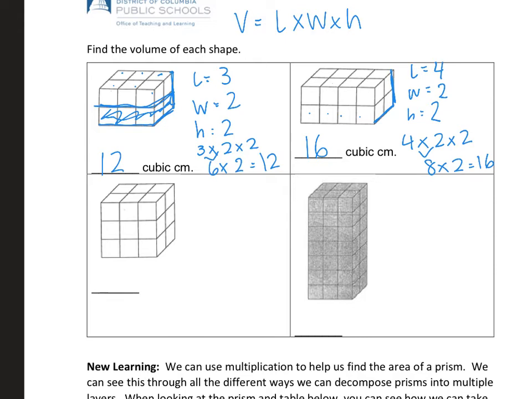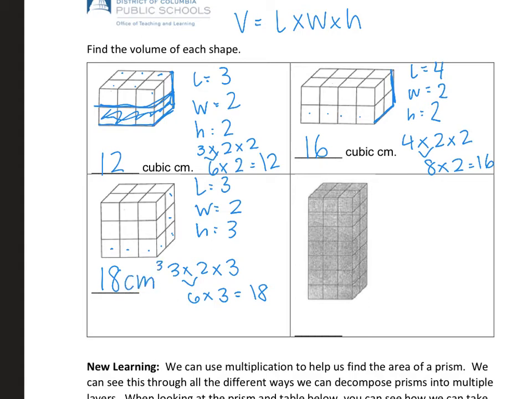On the bottom left, here we have a length of 1, 2, 3. Okay, we have a width of 1, 2, and we have a height of 1, 2, 3. So if I say 3 times 2 times 3, right, 3 times 2 is 6, and 6 times 3 is 18. So it's going to give us 18. I'm assuming it's still going to be cubic centimeters, so cubic centimeters.